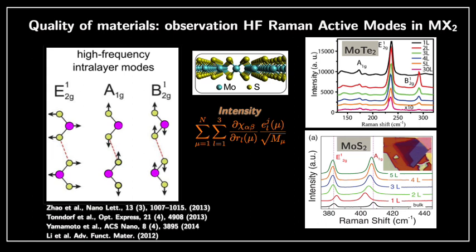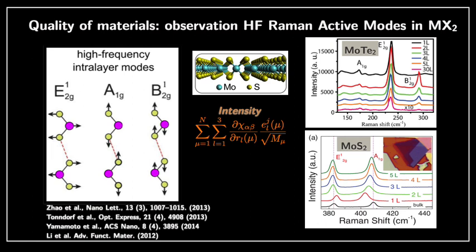slightly with the number of layers you have in the material. So Raman here can be used not only to know the number of layers, but also the quality of the material and how much of it we have. So that's very interesting.